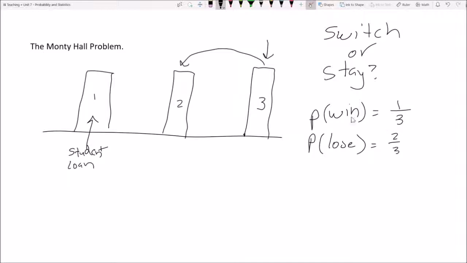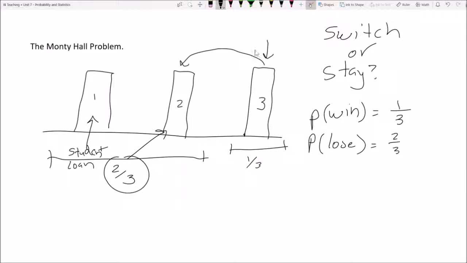So while the probability of winning was 1/3, and the probability of losing was 2/3, now that this door is open, that 2/3 now is associated with door 2, so you should switch. Now, the math of that may not feel very intuitive, so let me describe it in a different way.